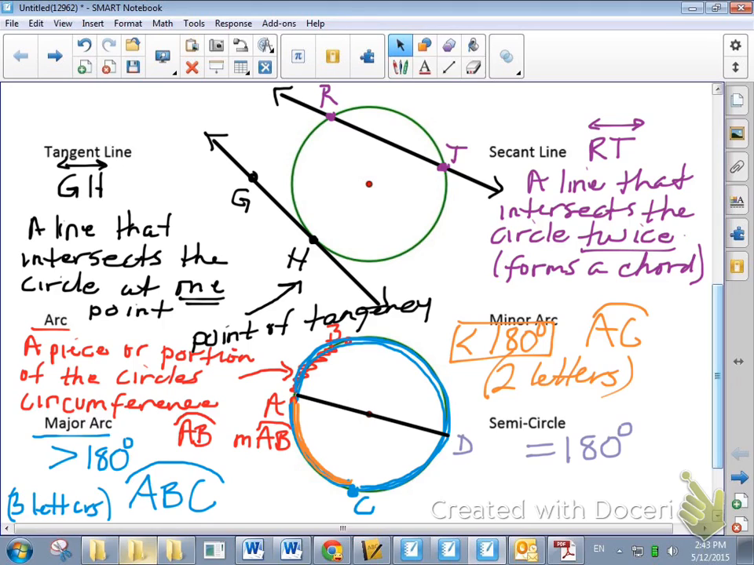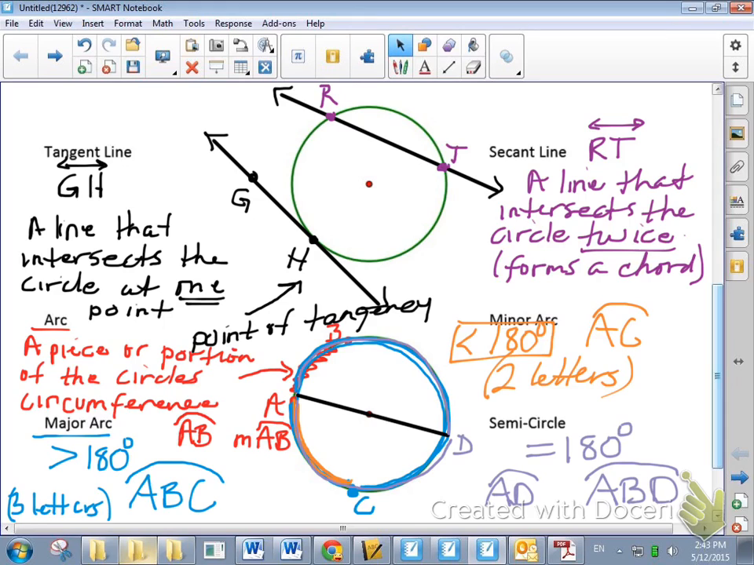I can go from A through B all the way to D, or I can go from A through C all the way to D. Either way, it's 180 degrees. So I actually can name that arc by using two letters, AD, or I could actually name it using three letters, A through B to D, although it doesn't matter what direction you're going because it's going to be 180 degrees either way.